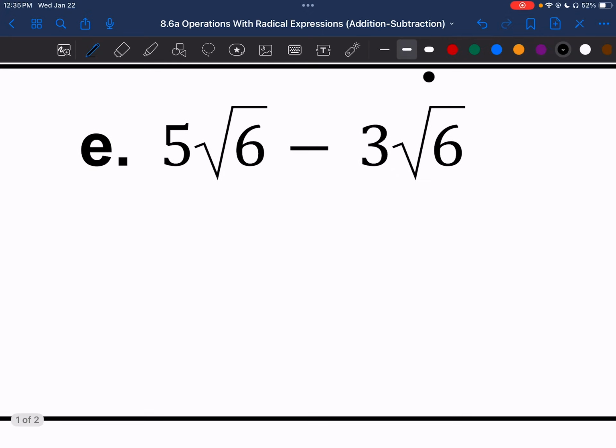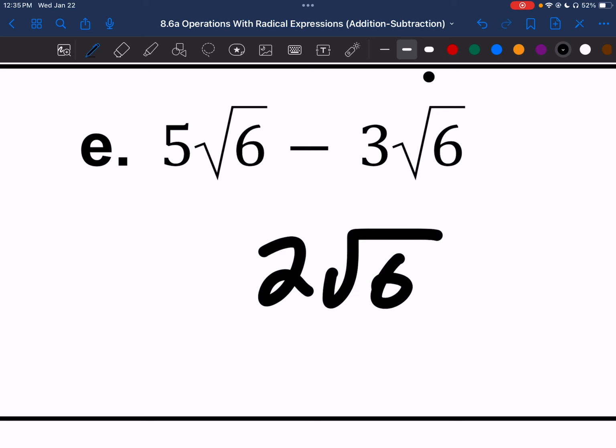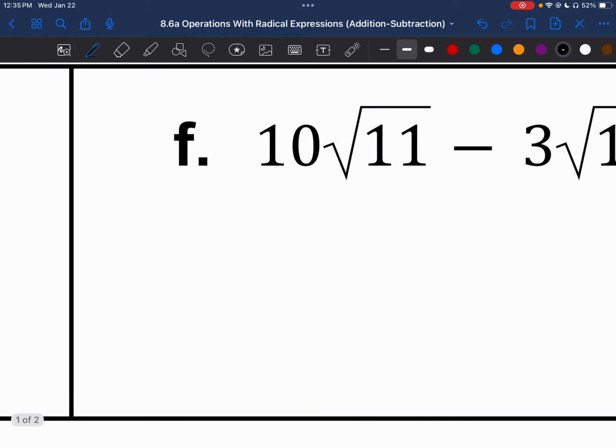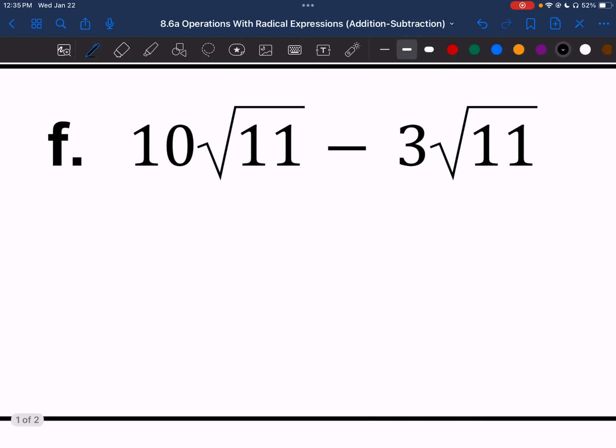Letter E, 5 root 6 minus 3 root 6. Subtract our coefficients, 2 root 6. And lastly, letter F, we have 10 root 11 minus 3 root 11. 10 minus 3 is 7 square root of 11.